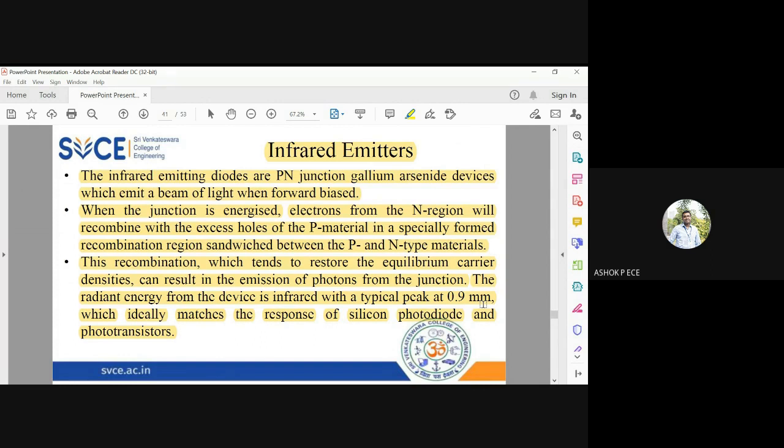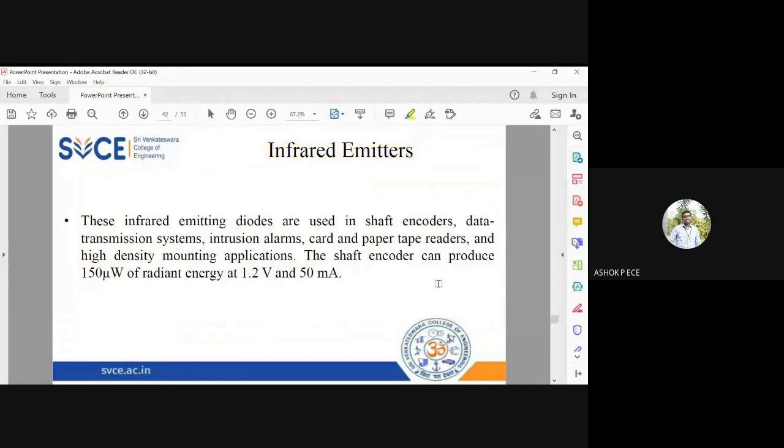Okay, 900 nanometers means it will be close to after red. See, 400 nanometers is violet, 700 nanometers is red. So after 900 means it comes after red. So it will have a peak response in the infrared region. Okay. So these infrared emitting diodes are used.